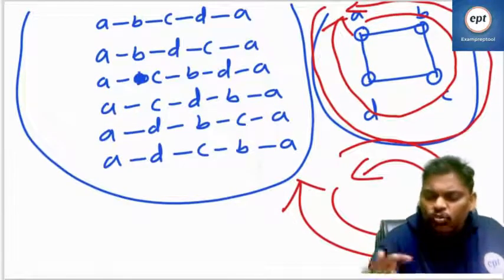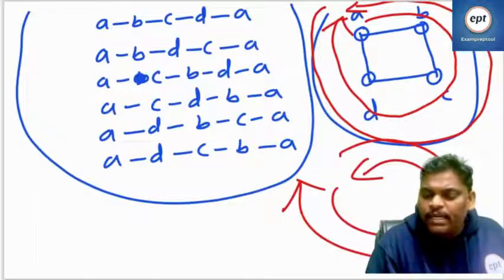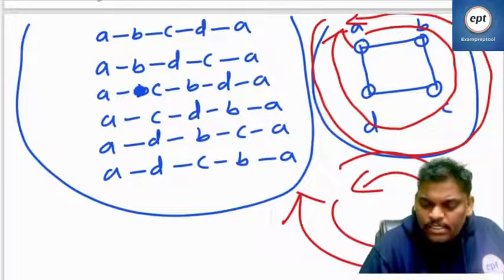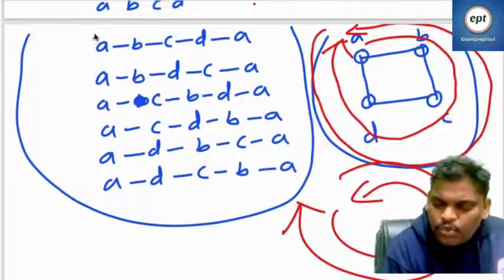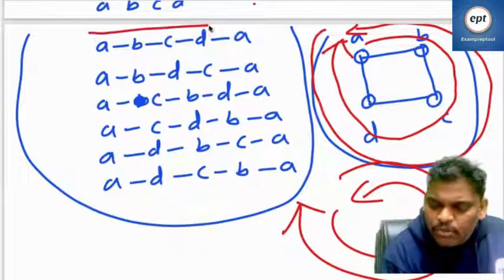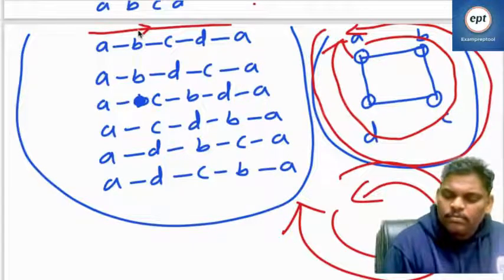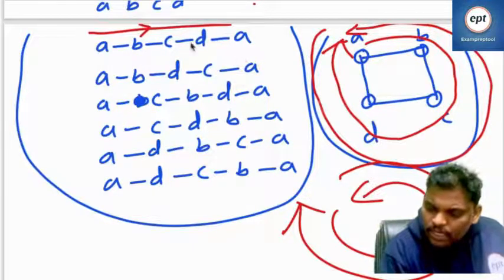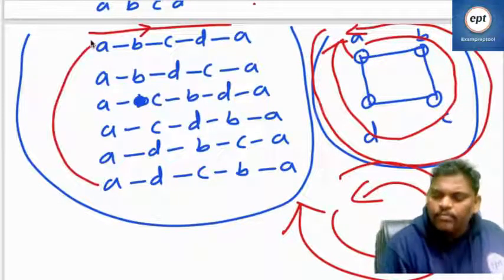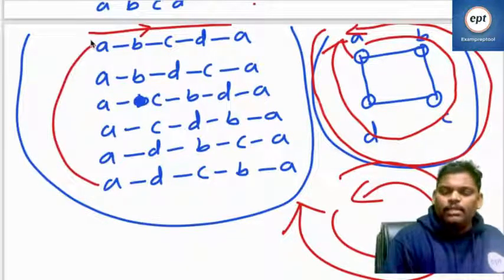So what I mean to say is, if anyone is still not getting it, listen everyone: A to B, B to C, C to D, D to A. This path is equal to the reverse. Can you see the reverse? A to D, D to C, C to B. These two are same. Reverse order check: A D C B A.